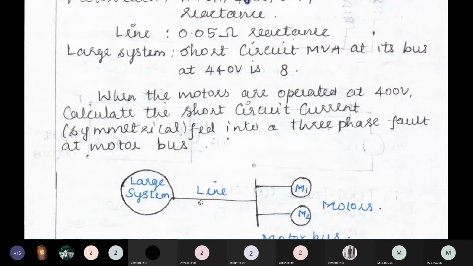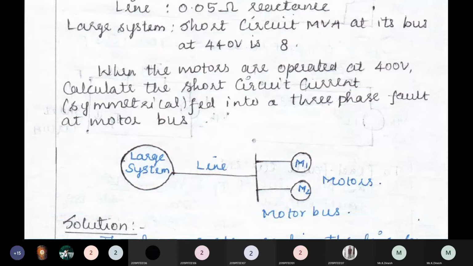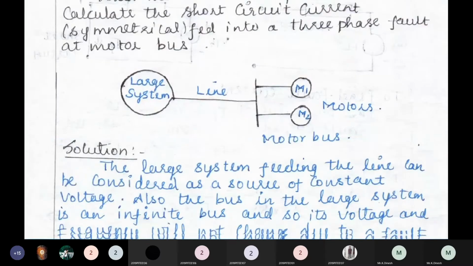So we have the large system. It is connected to a transmission line. The transmission line is connected to two parallel motors. Their corresponding power rating, kV rating, and reactance values are specified, just to find out the fault current in the motor bus. That is our intention. I am using my conventional Thevenin theorem method. Just proceed with my solution.